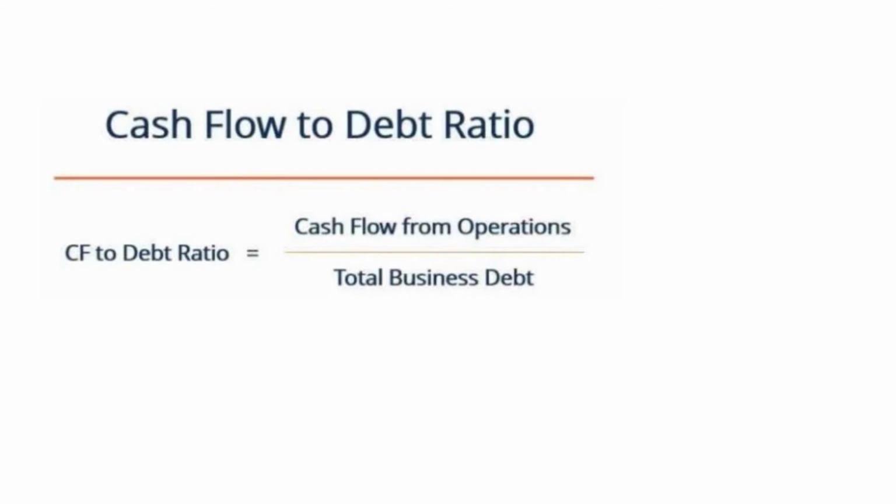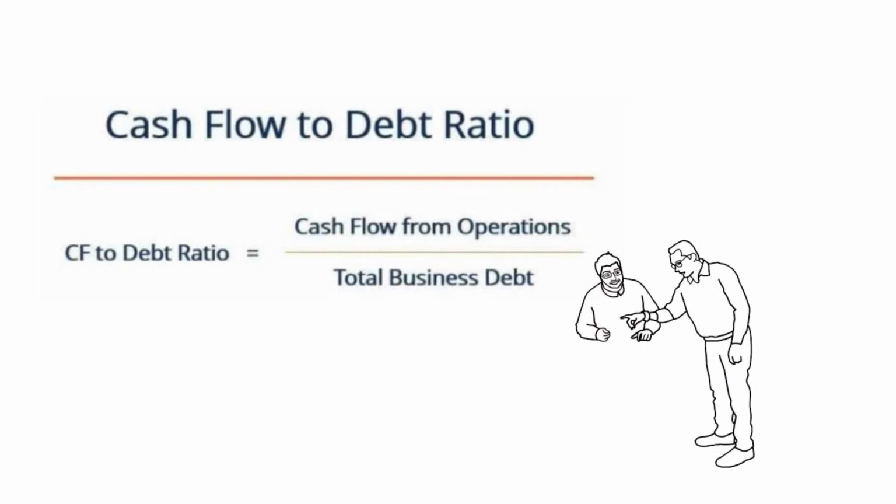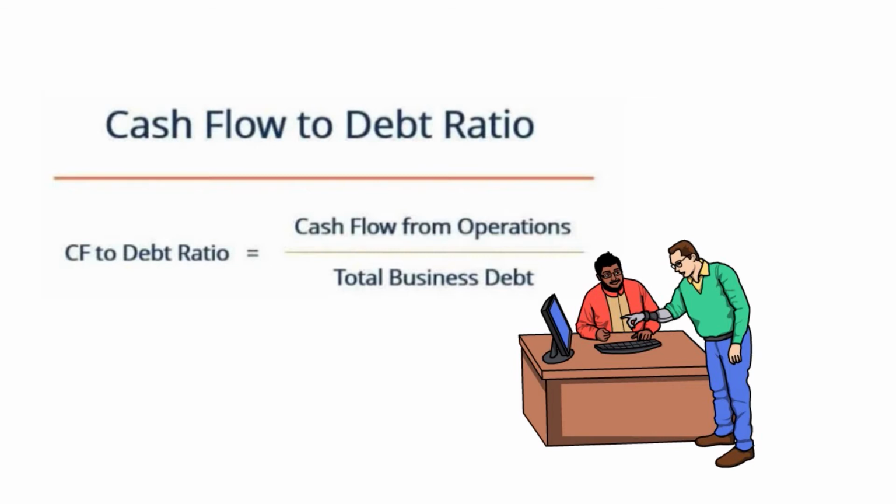So this calculates the percentage of debt that could be paid off using cash generated from operations. The formula is pretty straightforward: cash flow from operations divided by total business debt. Folks, when I say cash flow from operations, this is money that the company derives from its day-to-day business. This is different from cash flow from investments and cash flow from financing.